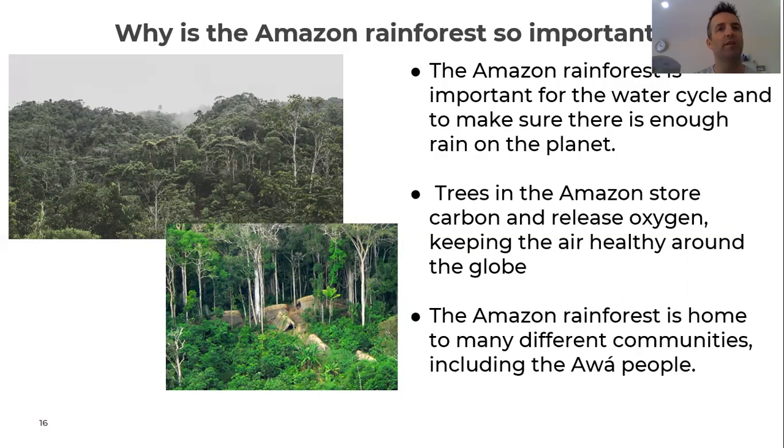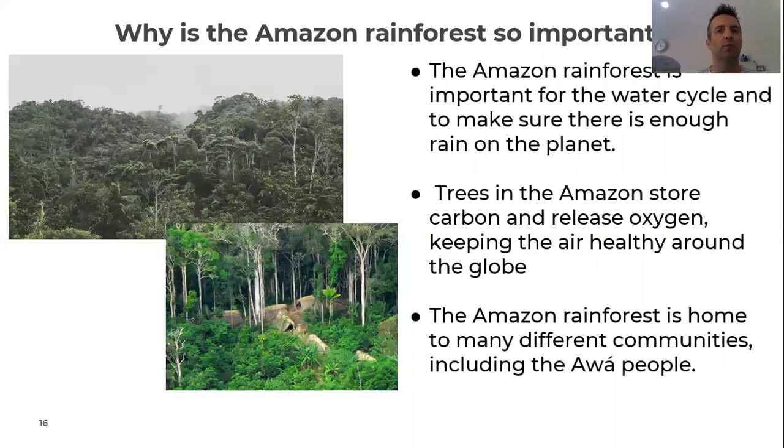Now if the trees within the Amazon rainforest are cut down, it means that there'll be less rain not only in the region of Brazil, but all around the world. And it's important that we have enough rain on the planet to keep the plants and the animals alive and to prevent droughts. So the Amazon rainforest is really, really important for the water cycle and creating enough rain.